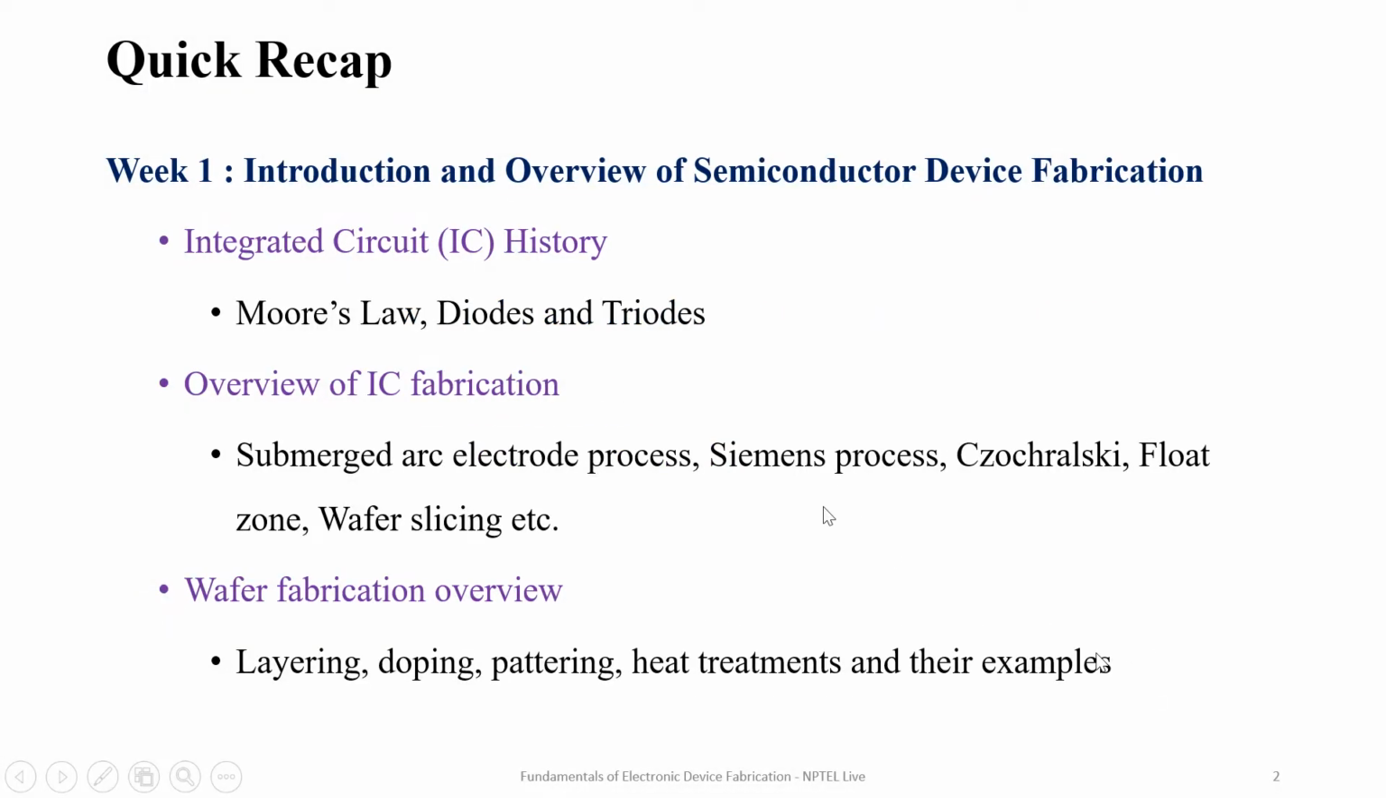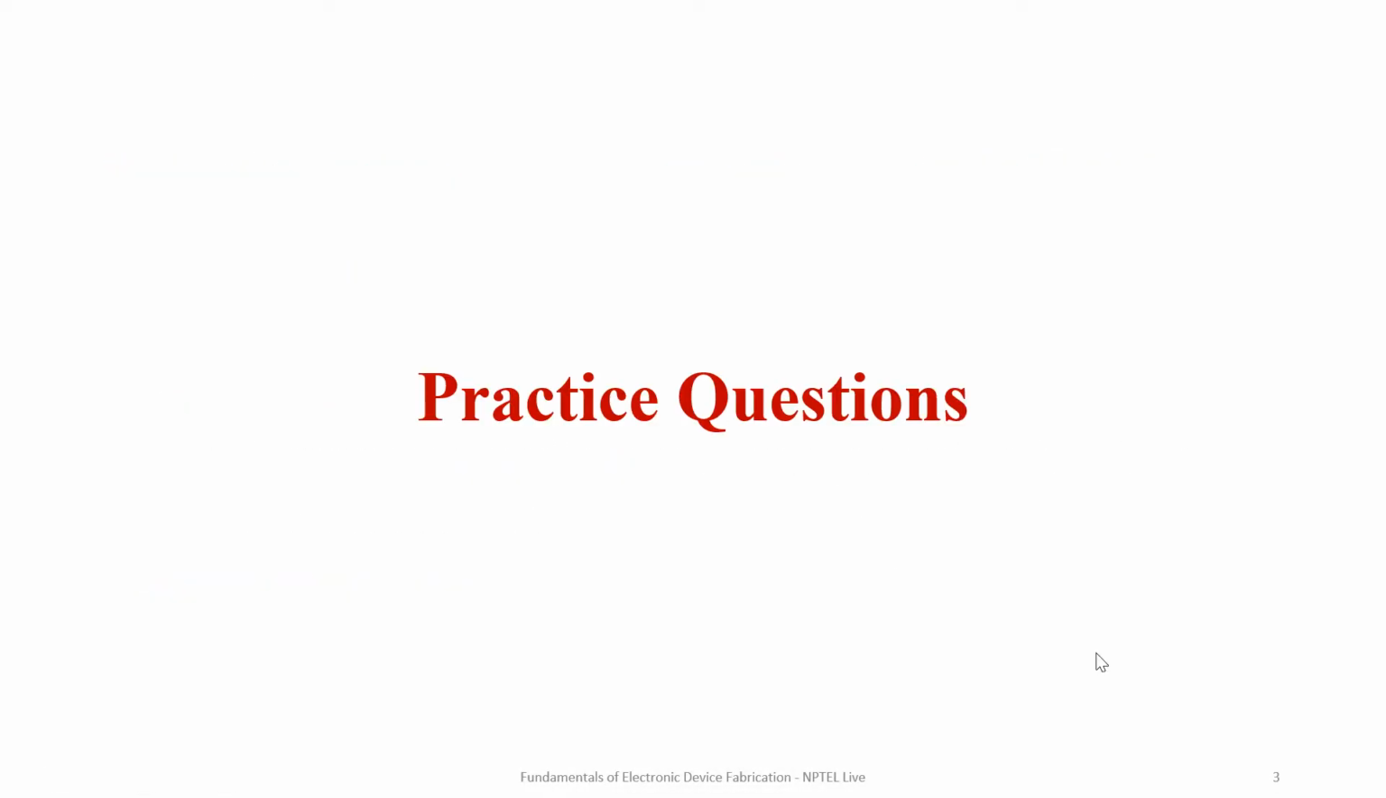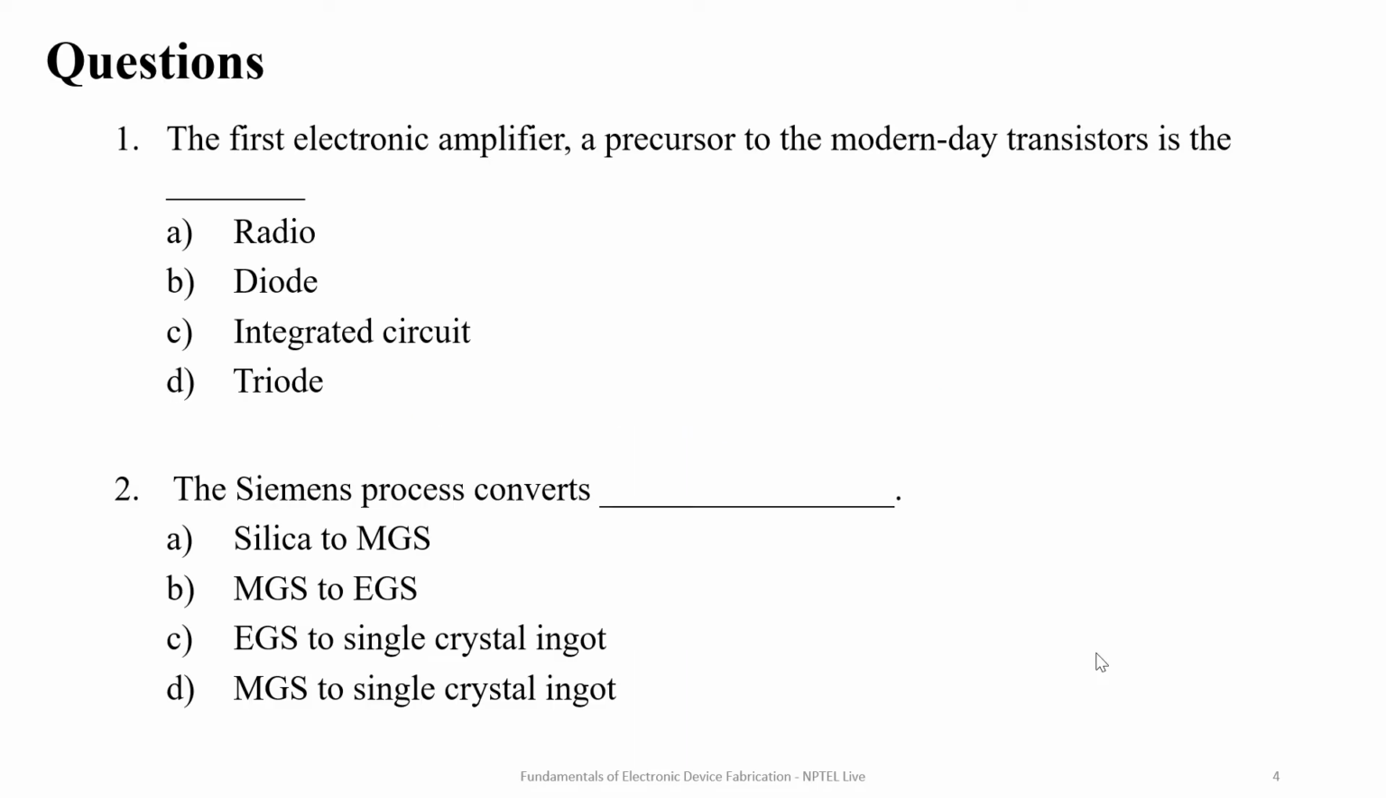Now we'll see a few practice questions. Starting with the first: the first electronic amplifier, a precursor to the modern day transistor, is: radio, diode, IC, that is an integrated circuit, or a triode? I request any of you to unmute and come up with an answer. That would be good.